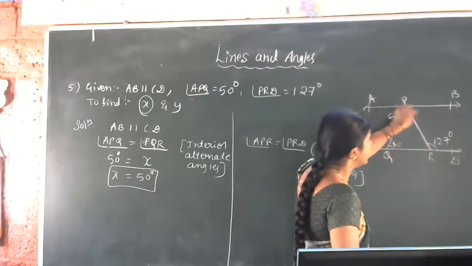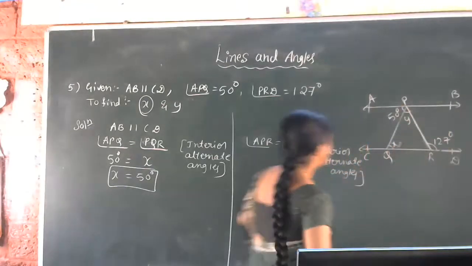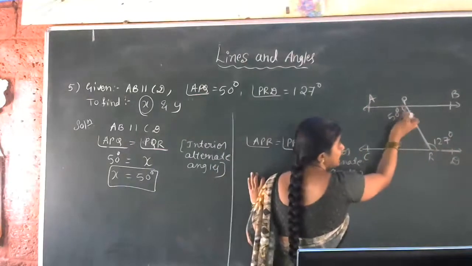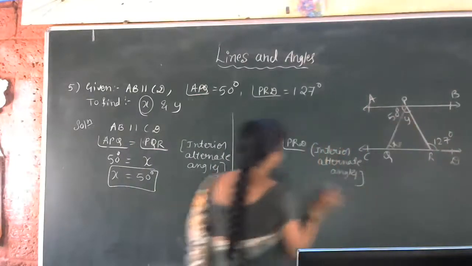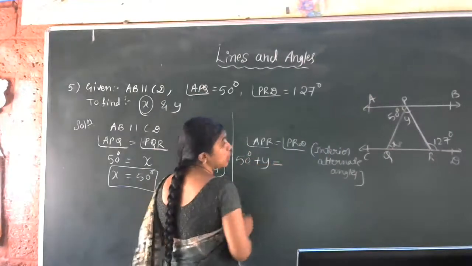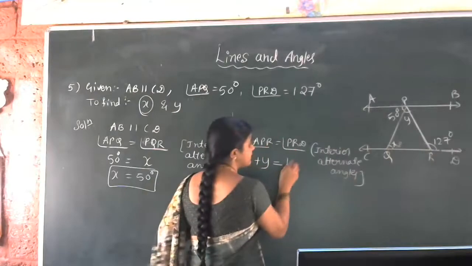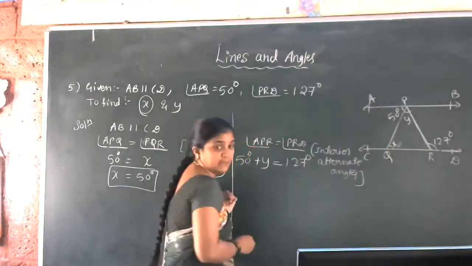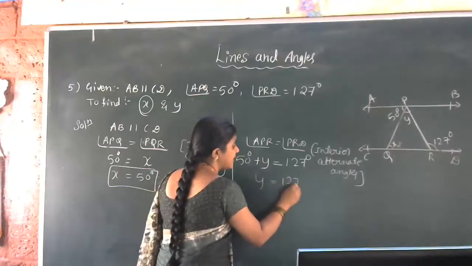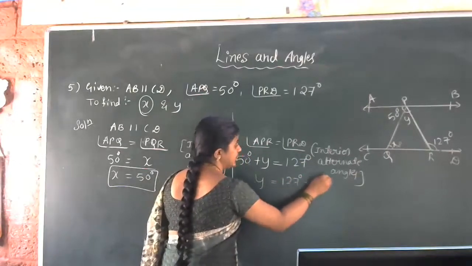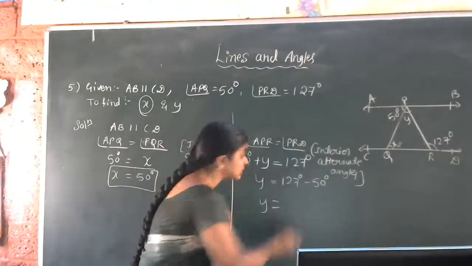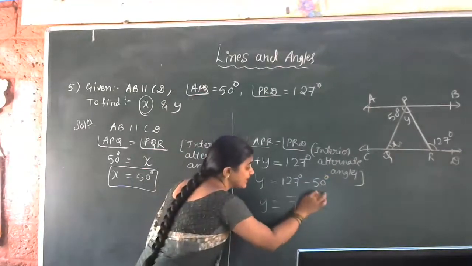This angle is equal to this angle. Now, how can we write angle APR? APR is divided into two parts, 50 and Y. So 50 degrees plus Y is equal to angle PRD, which is given as 127 degrees. Now Y is equal to 127 degrees minus 50 degrees. Y is equal to how much? Yes, Y is equal to 77 degrees.